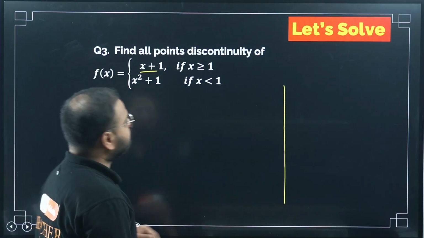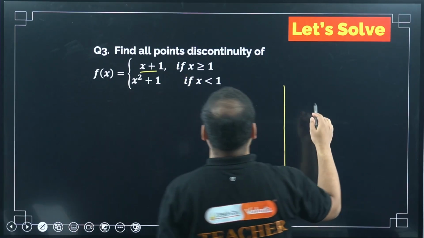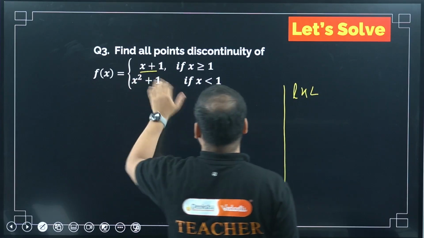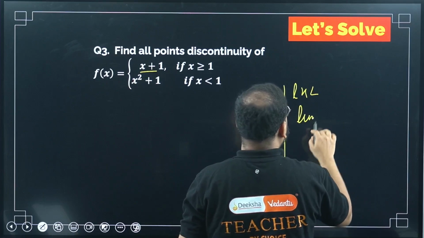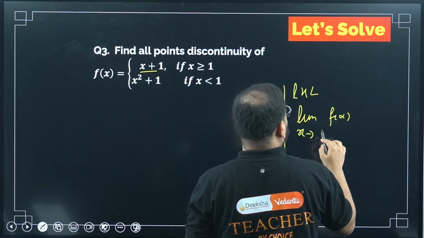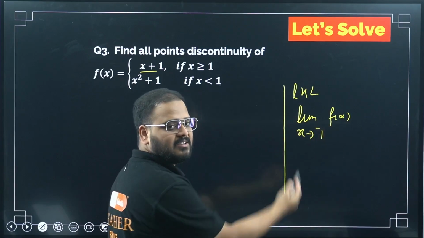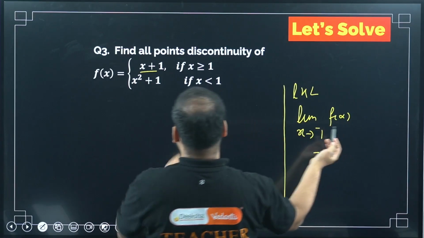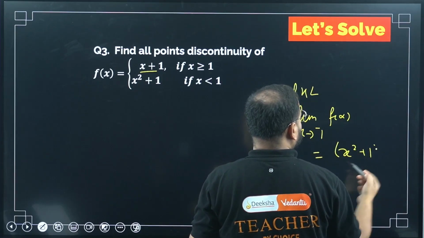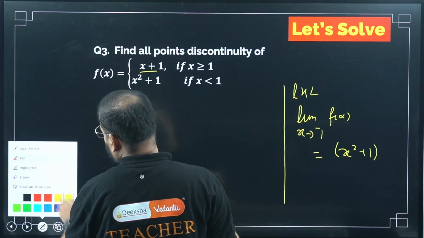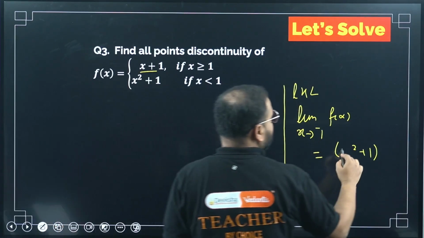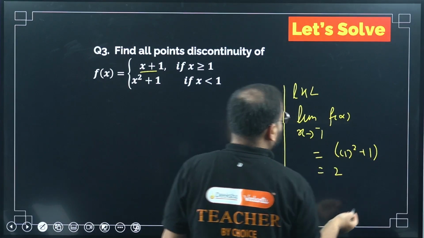Okay, now check for 1. Take the LHL value. How will I write LHL? Limit f(x) when x tends to 1 from the negative side. Correct? LHL is written like this. What's the function? x square plus 1. I'm going to replace this x with 1. So it will become 1 square plus 1. How much is that? Simply 2.